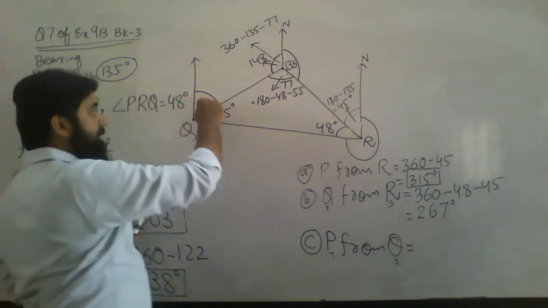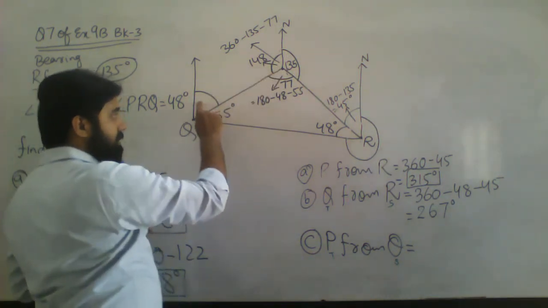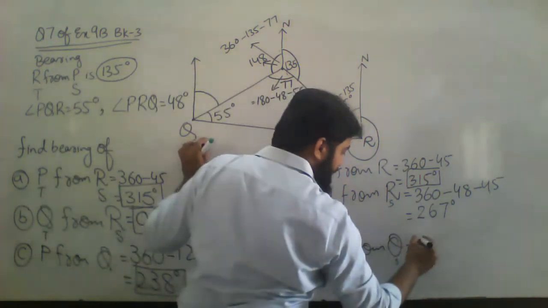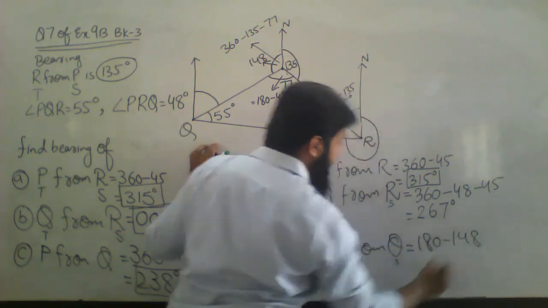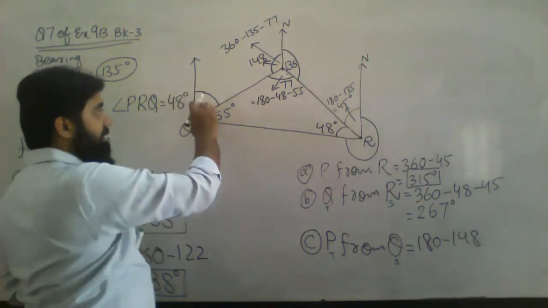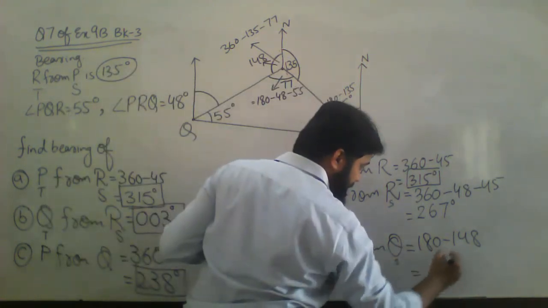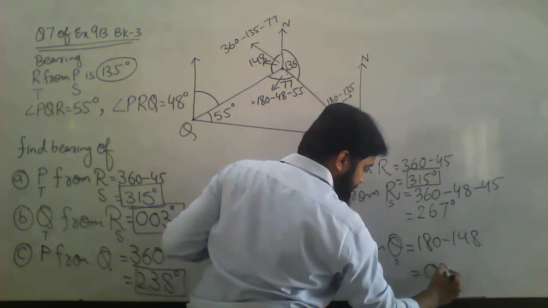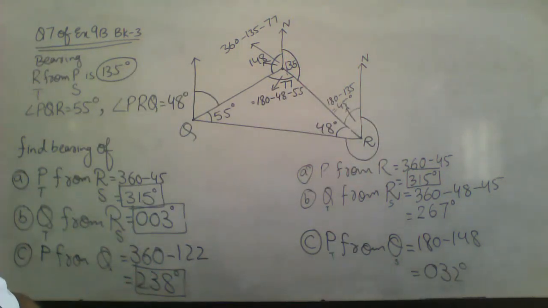Now I have to find this bearing. Both of them are supplementary angles. So what will the bearing be? The bearing will be 180 minus 148. These two angles are supplementary angles, so in order to find this, I will do the subtraction. When I do the subtraction, the result is 032 degrees. That's your final answer, which you can check from the back of your book also.